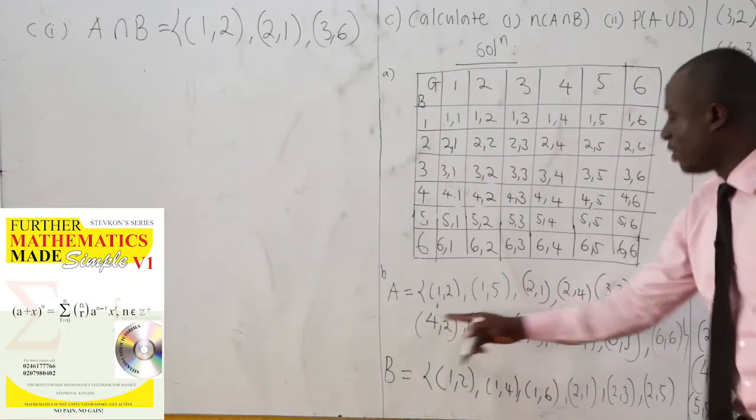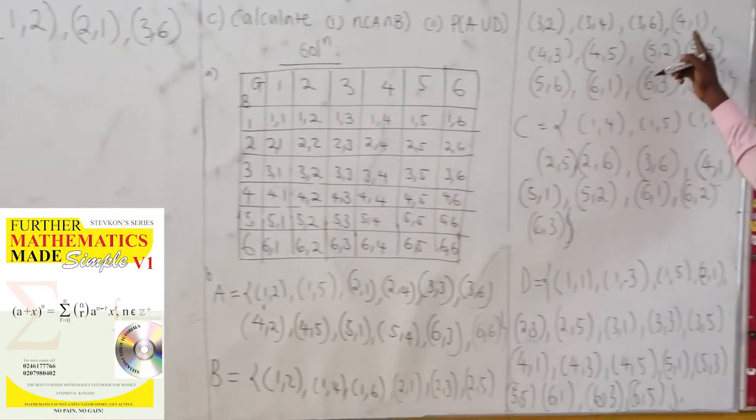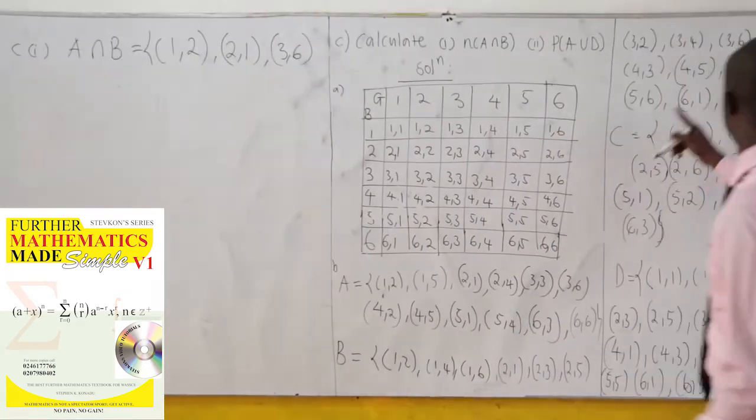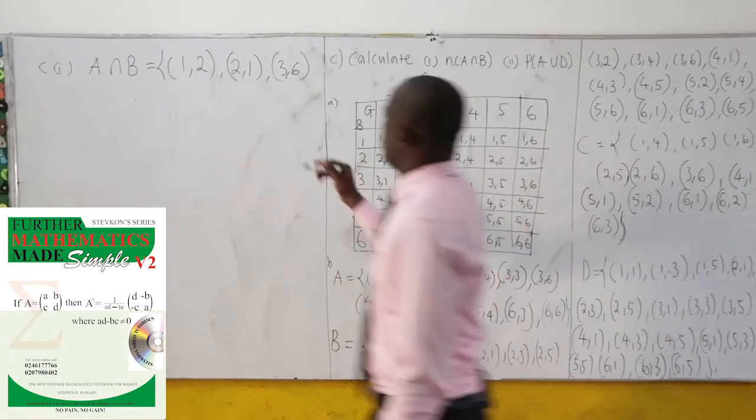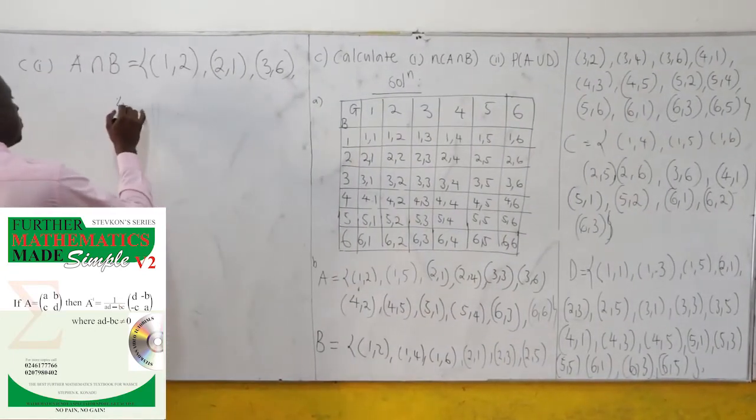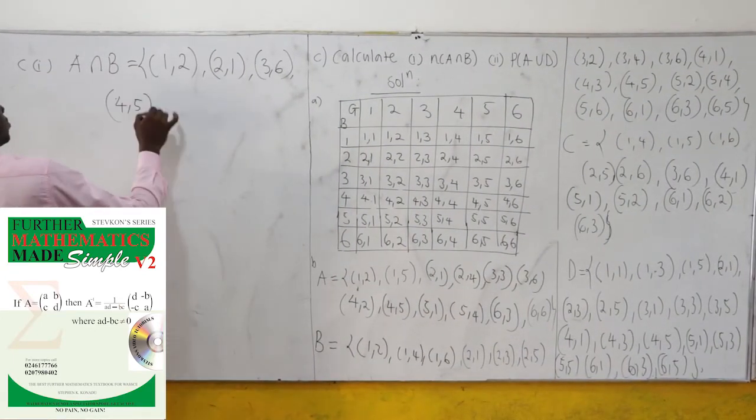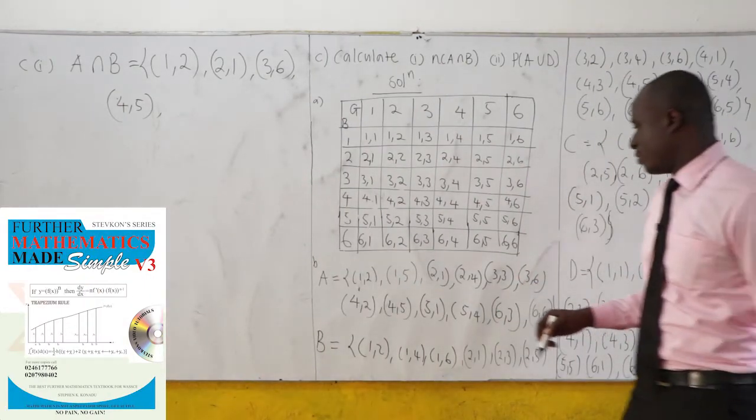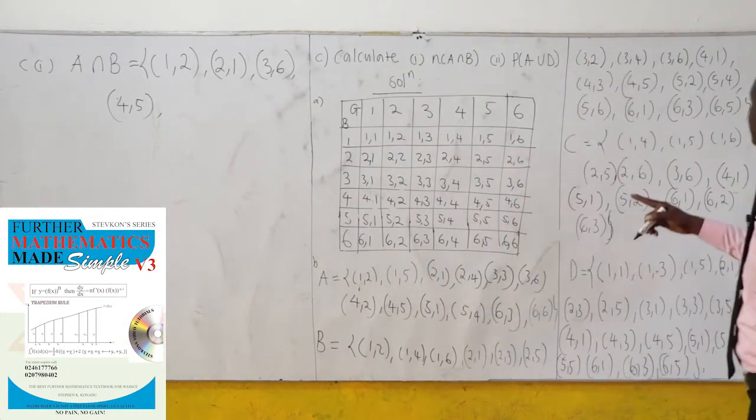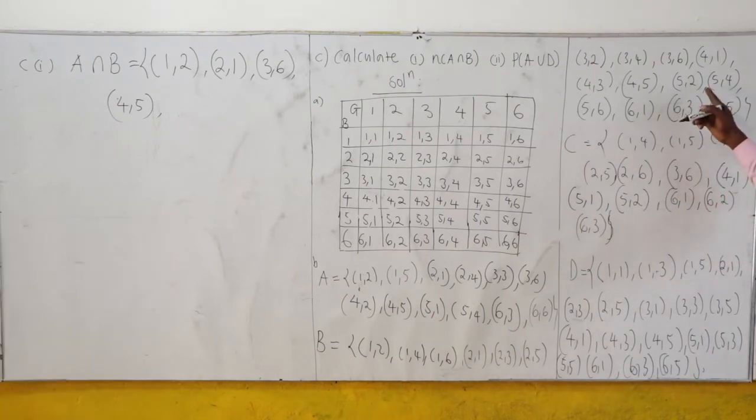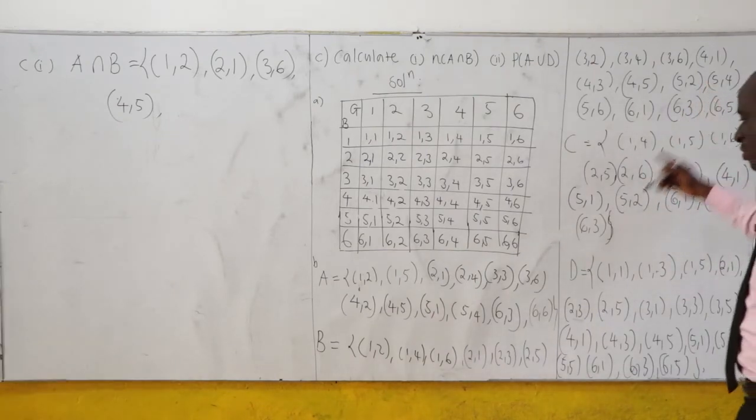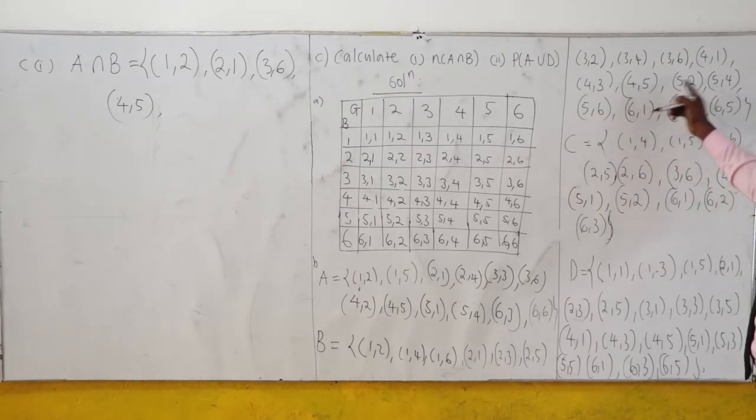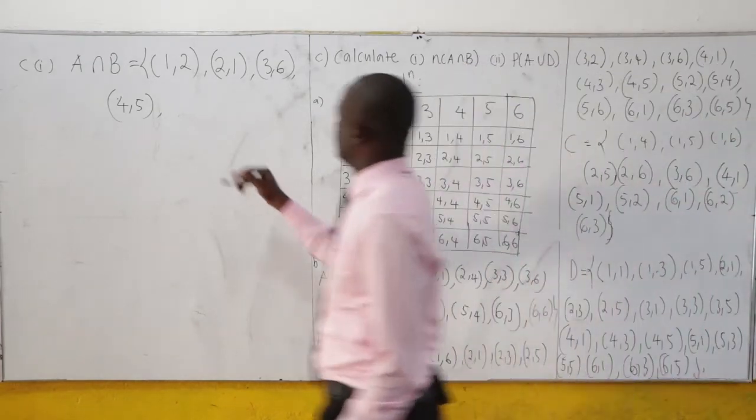Now let's see 4, 2. Do you have 4, 2 here? No, we don't have 4, 2. The next one, 4, 5. Do you have 4, 5? Yes, we have 4, 5 here. 5, 1. Do you have 5, 1 here? No. 5, 4. Do we have 5, 4 here? Yes, we have 5, 4.